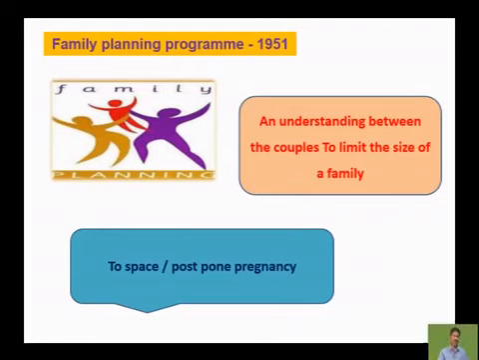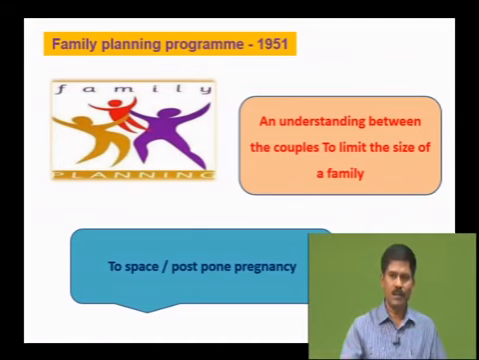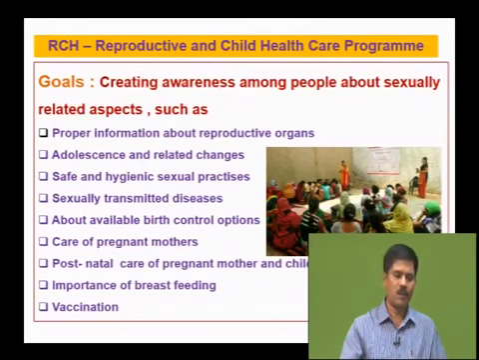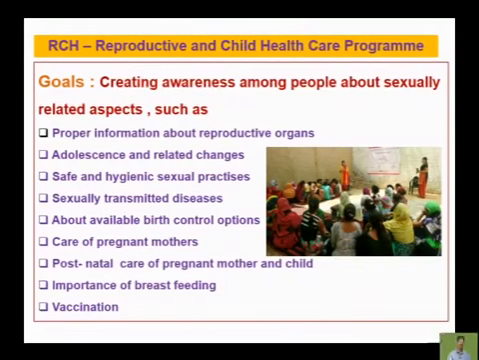Several such programs were initiated to achieve reproductive health of the society, and all such successful programs were in operation under a particular name called RCH, Reproductive and Child Healthcare Program. The major goals of RCH programs are creating awareness among people about sexually related aspects such as proper information about reproductive organs, adolescence and related changes, safe and hygienic sexual practices, sexually transmitted diseases, available birth control options, care of pregnant mothers, postnatal care of mother and child, importance of breastfeeding and vaccination.